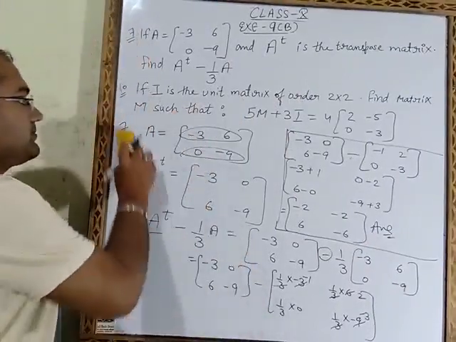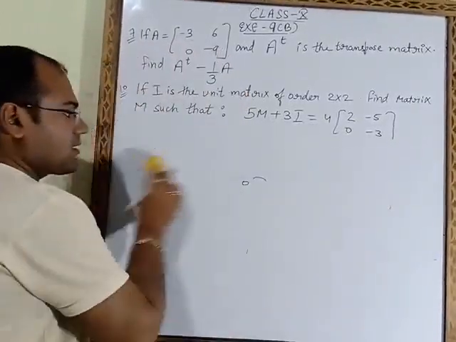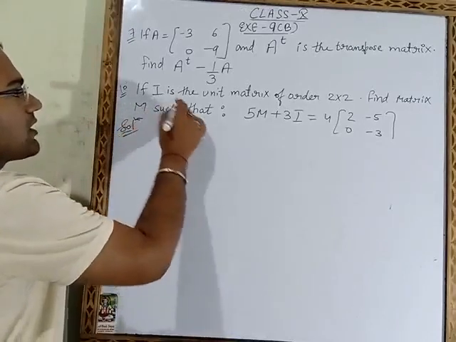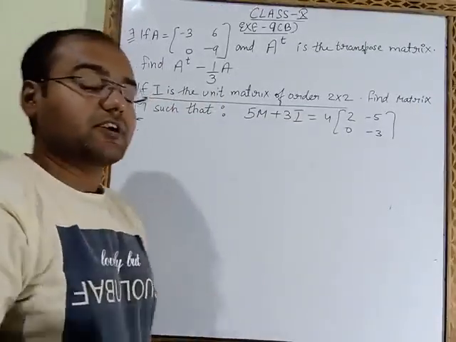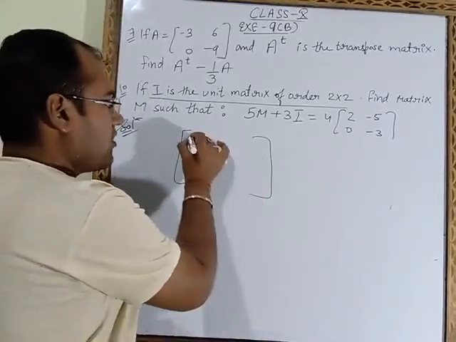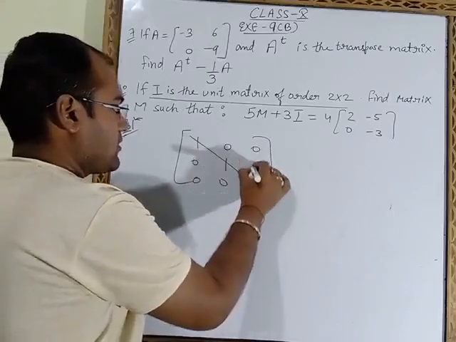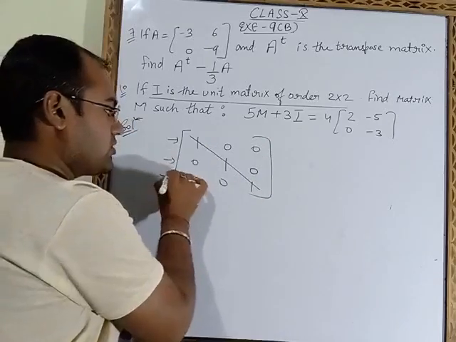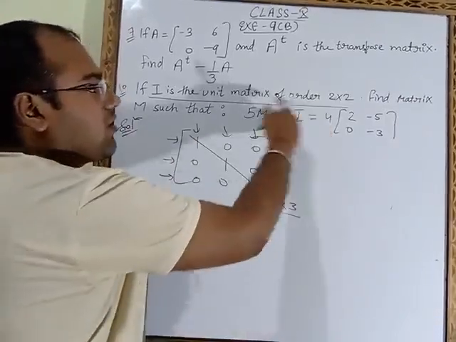Now question number 10. If I is the unit matrix of order 2 by 2. Unit matrix, I explained to you what is a unit matrix. A unit matrix is a diagonal matrix in which all the diagonal elements are 1. So this is the unit matrix, but the order of this unit matrix is 3 by 3, 3 rows, 3 columns. But here he said order 2 into 2.